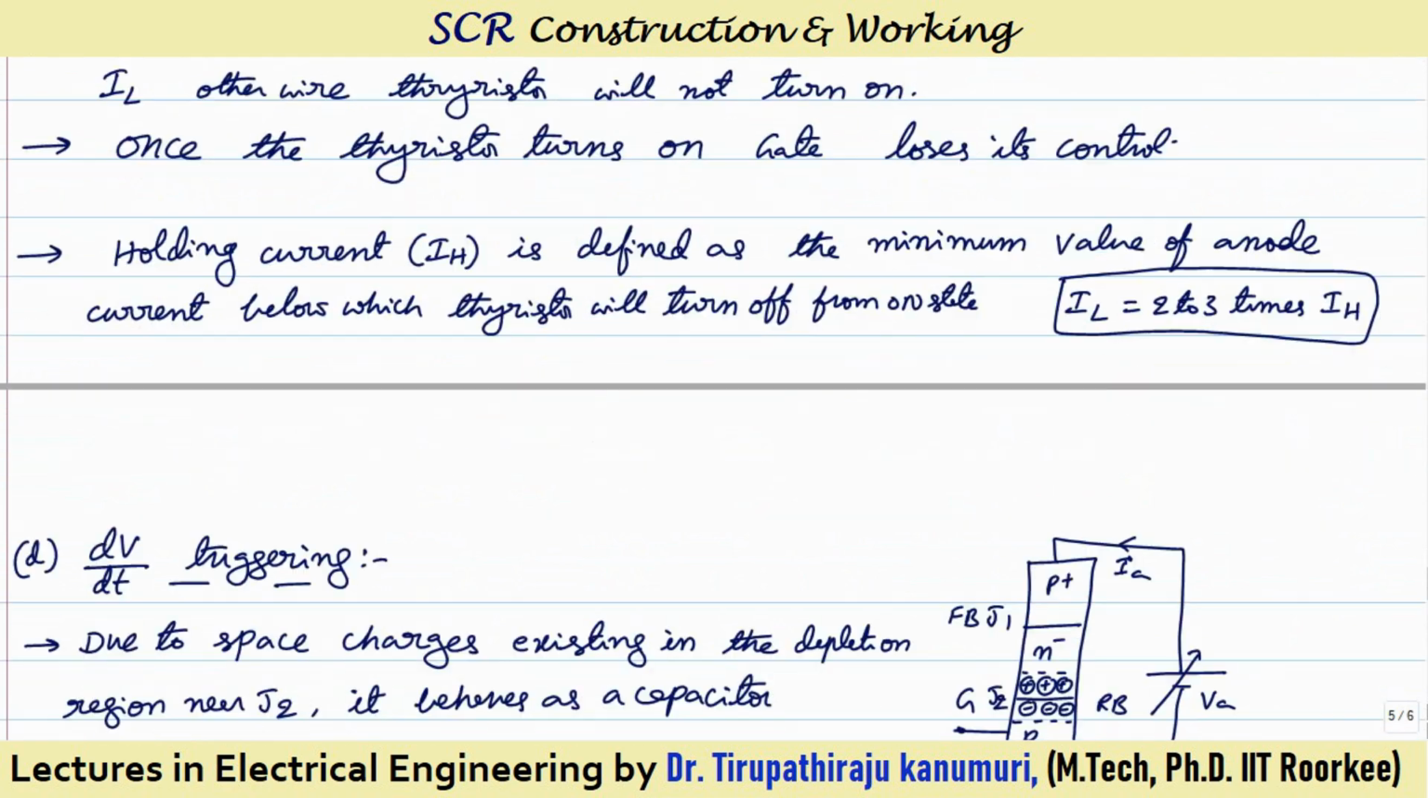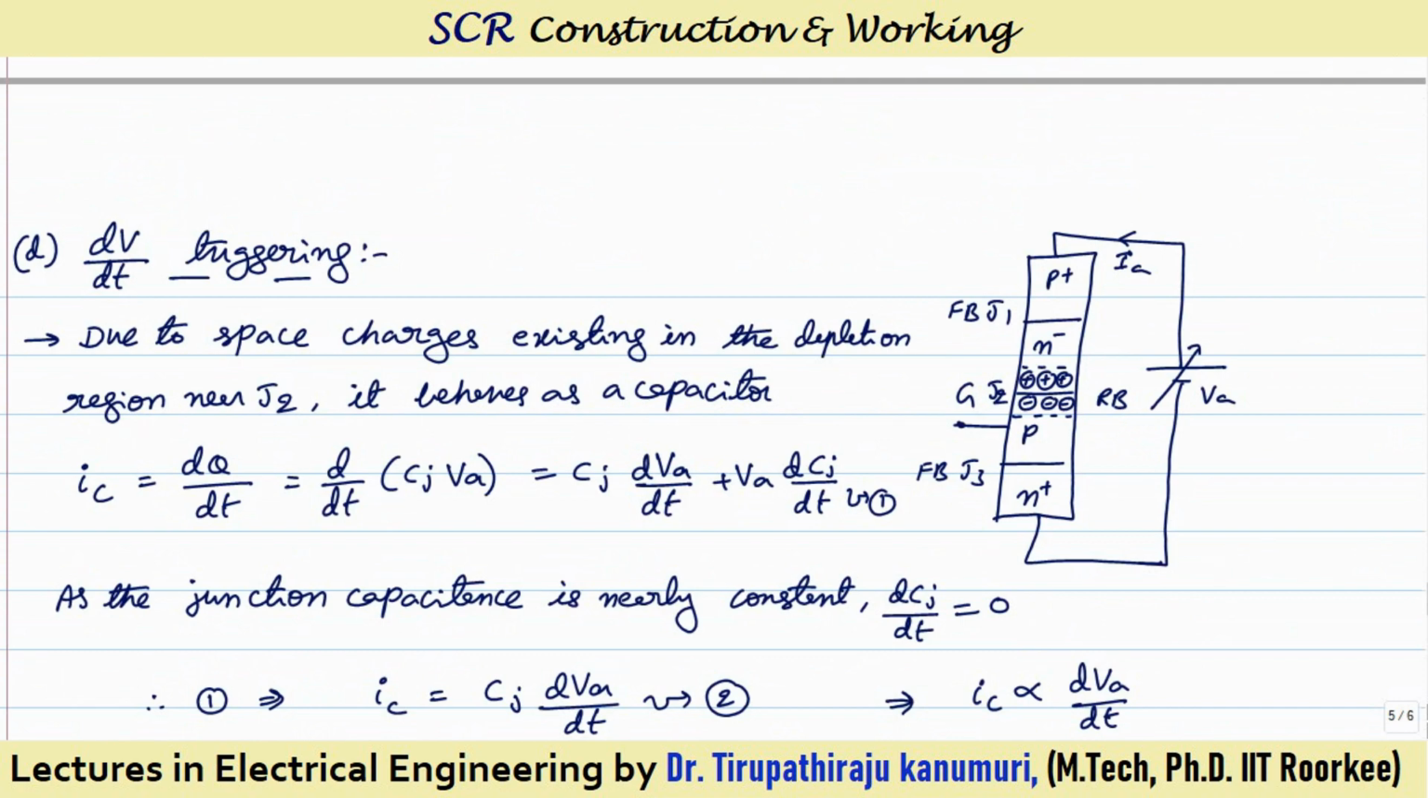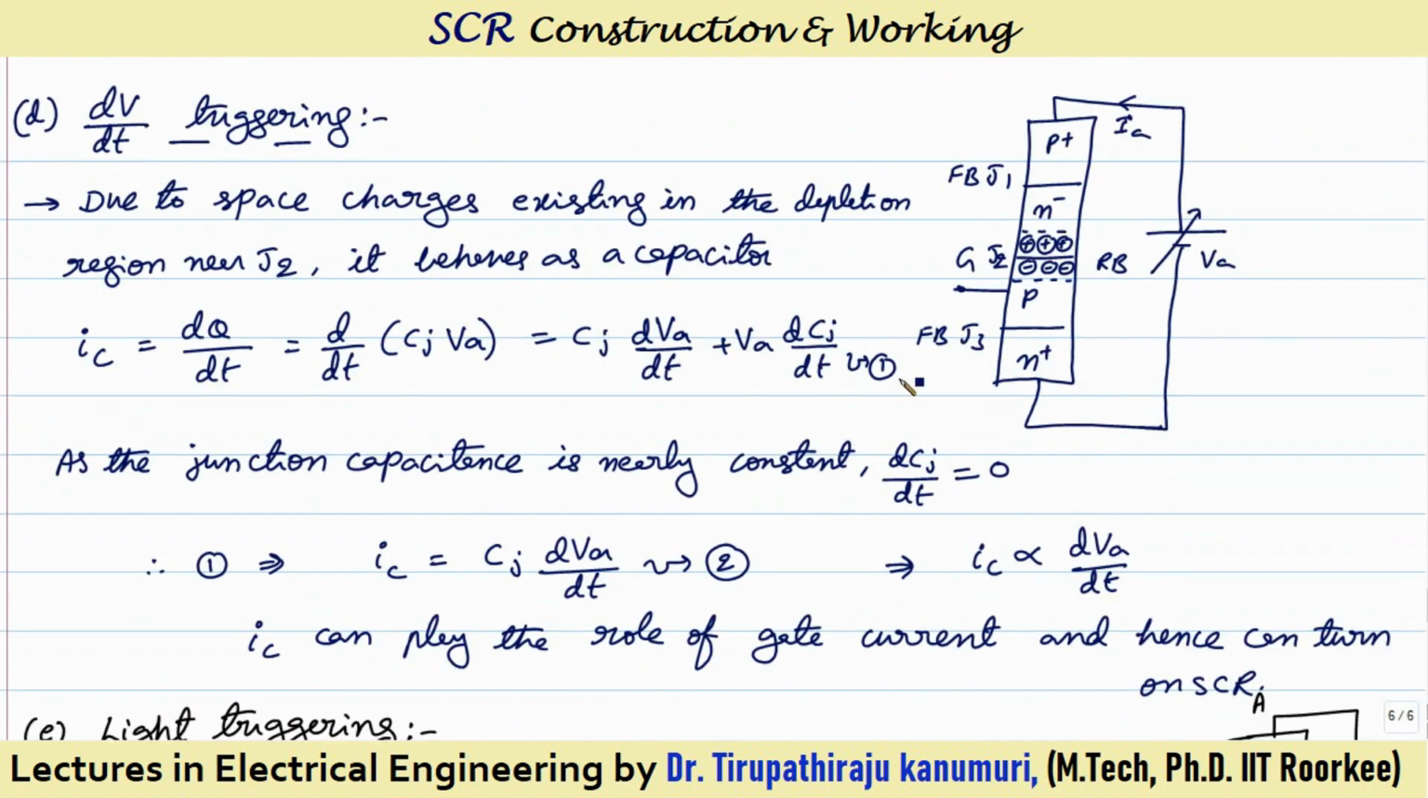So this much value you have to decrease. Now the next type of technique is dV/dt triggering. Again, under forward bias condition, this junction J2 is reverse biased. At the junction J2, because on this side there are positive carriers and on the other side negative carriers, it is reverse biased. You can see here these are the positive charges and negative charges. So charges are on both sides and it is just equivalent to a dielectric material.